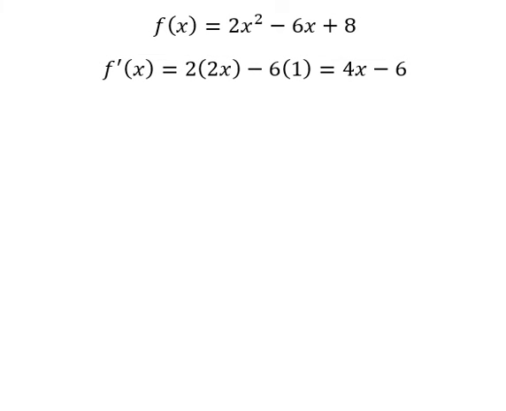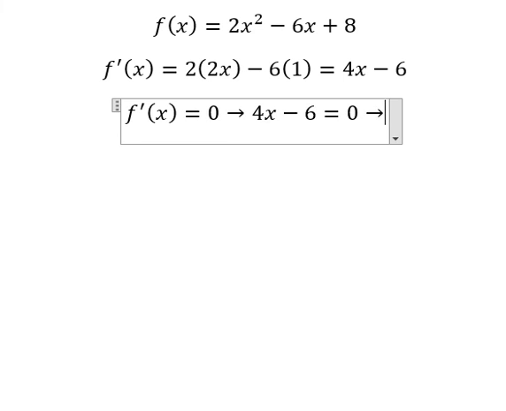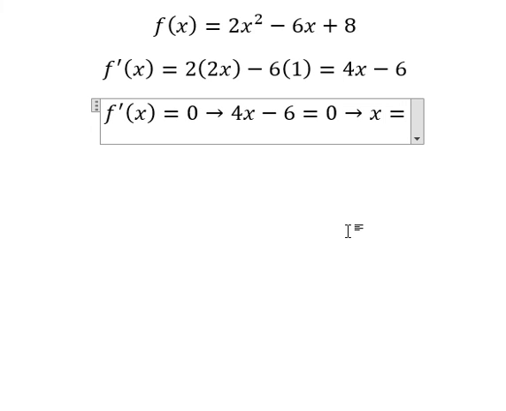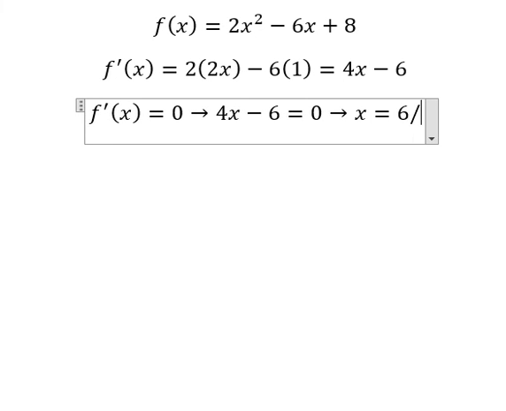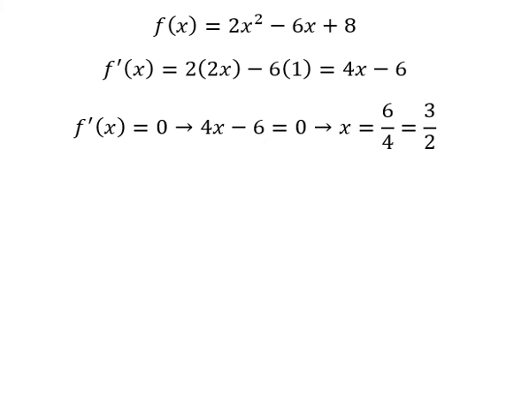Later, we put the first derivative of the function equal to number 0, so that 4s minus 6 equals to number 0, and we can calculate s. That's 6 divided by 4, and that's 3 over 2. Later, we can put f of 3 over 2.